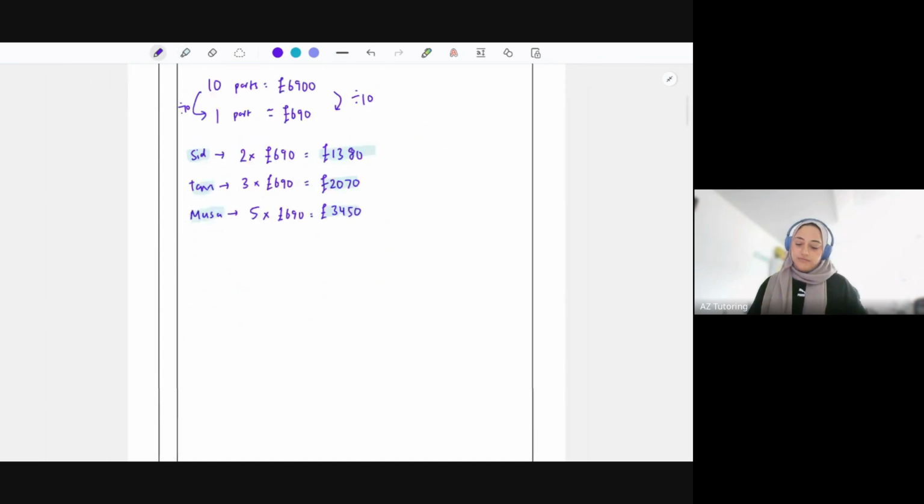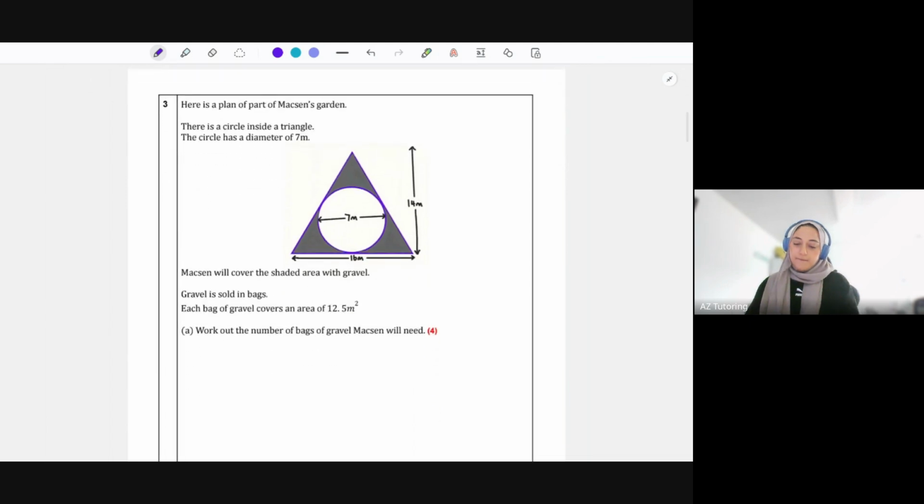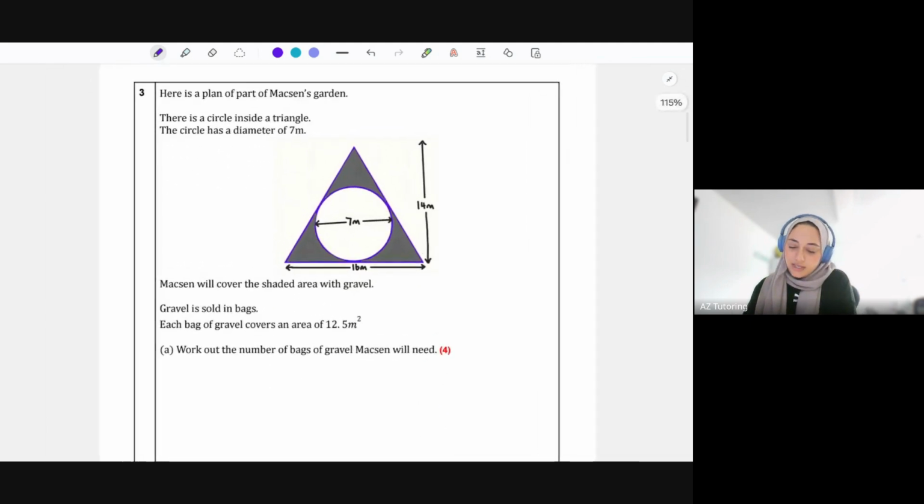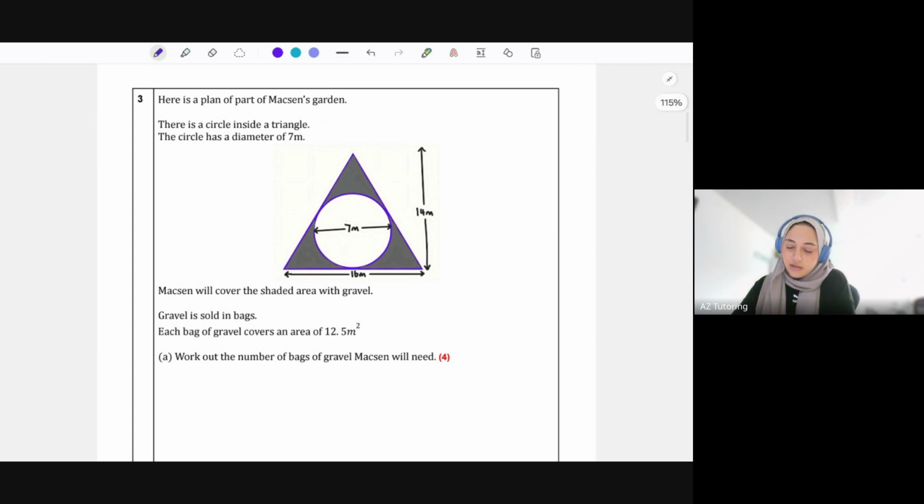Okay, moving on. Here is a plan of part of Maxon's garden. There's a circle inside a triangle, which you can see here. The circle has a diameter of 7 meters. So if the diameter is 7 meters, we know the radius is 7 divided by 2. So I'll just put that down.